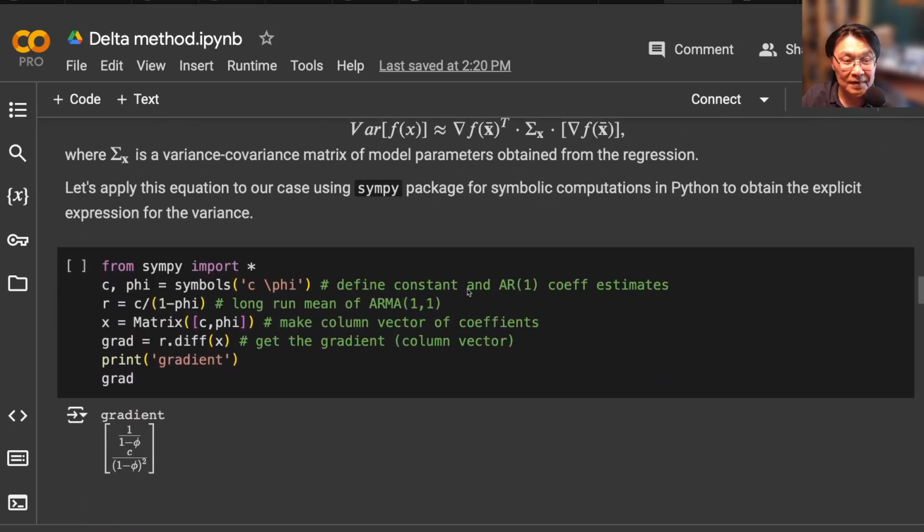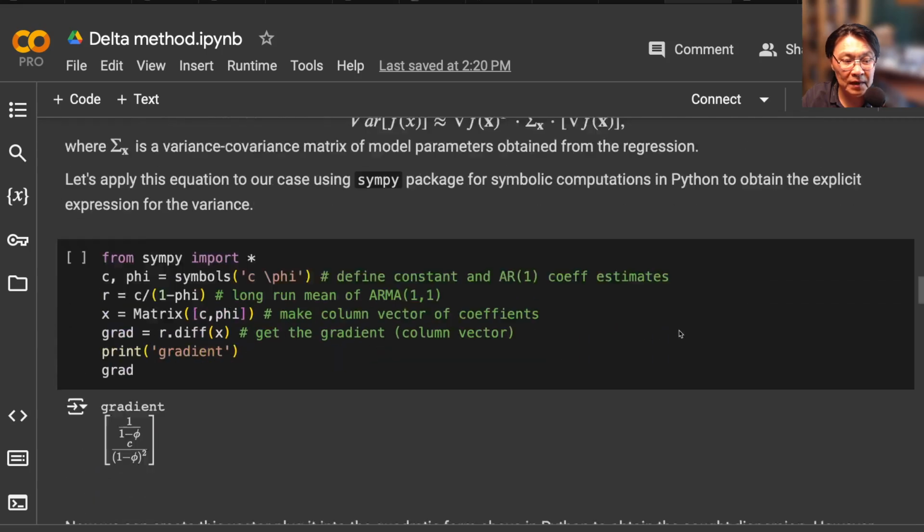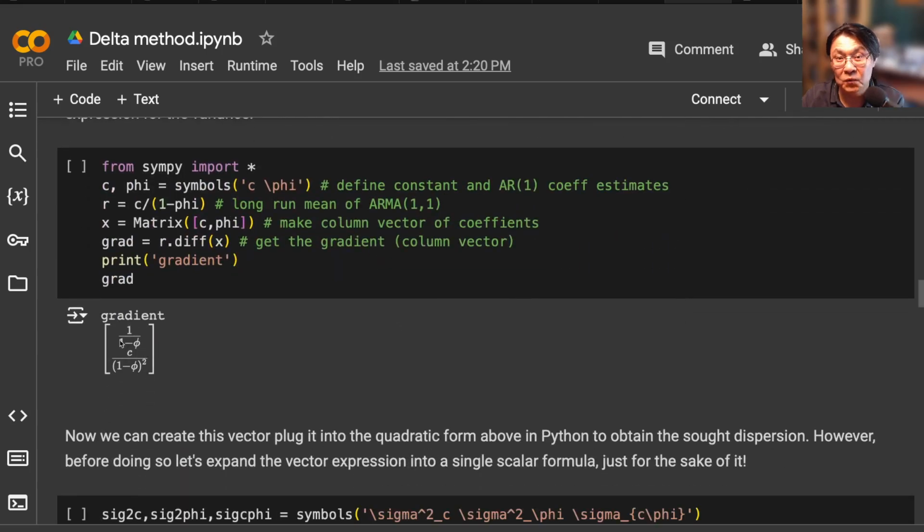Why? Because when we take the derivative with respect to the constant, this goes away, and then we have 1 divided by 1 minus phi. And we got it here. Then the derivative with respect to phi: the constant remains there, and 1 minus phi squared, okay? There's a minus sign, if you remember, but it's negated by this minus before the phi. Anyhow, this is the gradient.